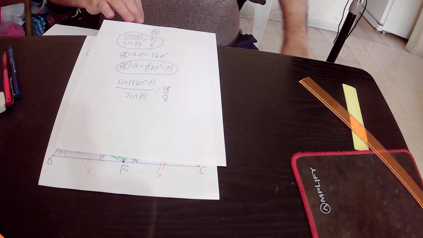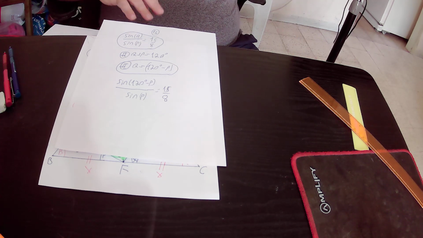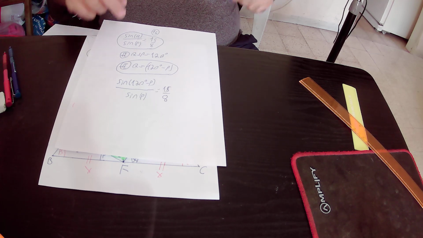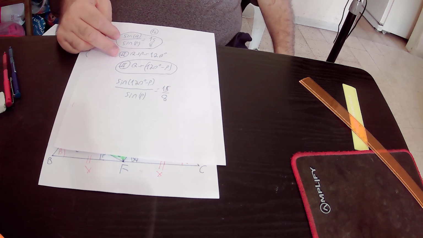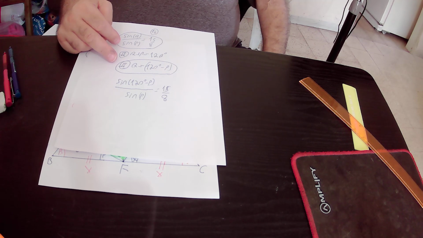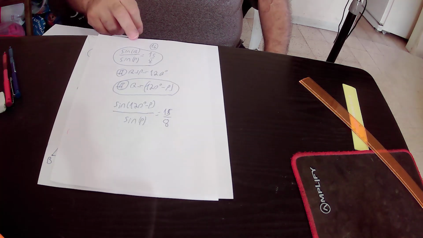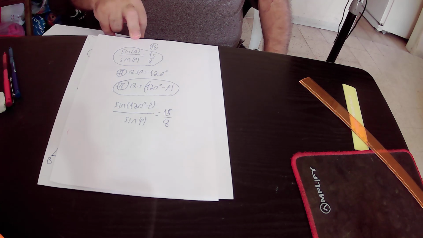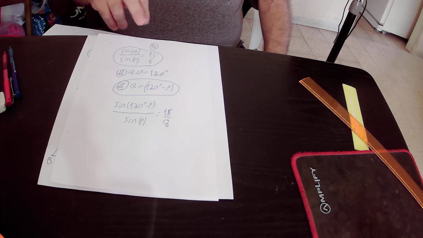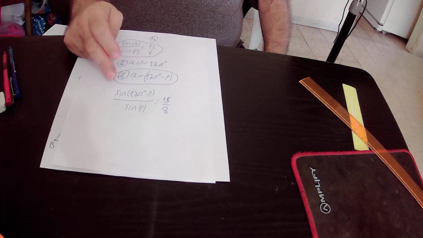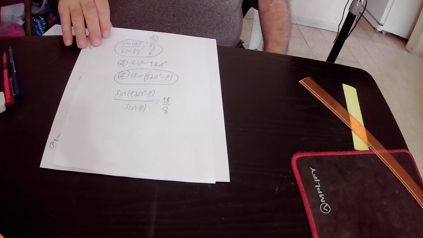But we have already found out in equation number 2 that q plus p equals 120 degrees. So from equation number 2, we know that q equals 120 degrees minus p, so we can substitute q in this equality by 120 degrees minus p. We substituted q by 120 degrees minus p, and we got this equality that sine (120 degrees minus p) over sine p equals 15 over 8.